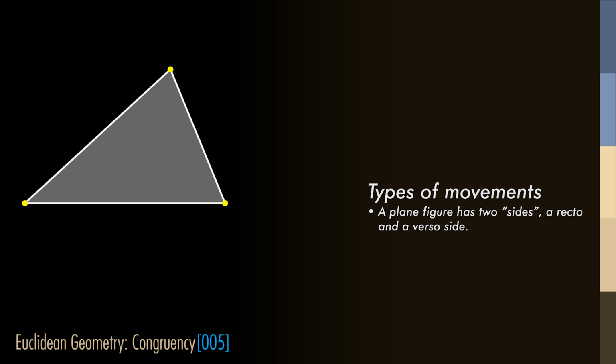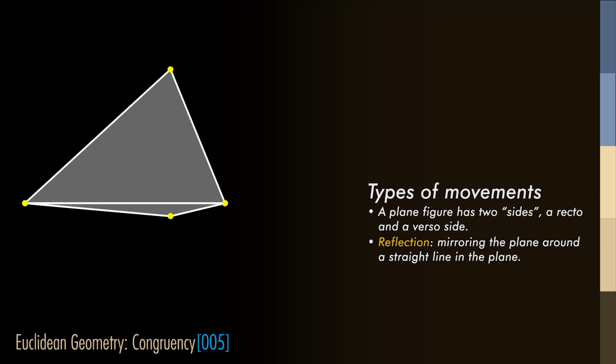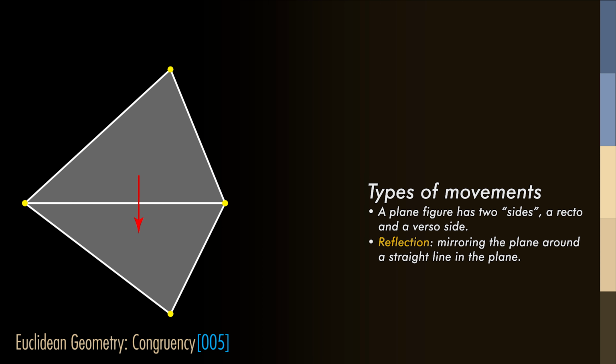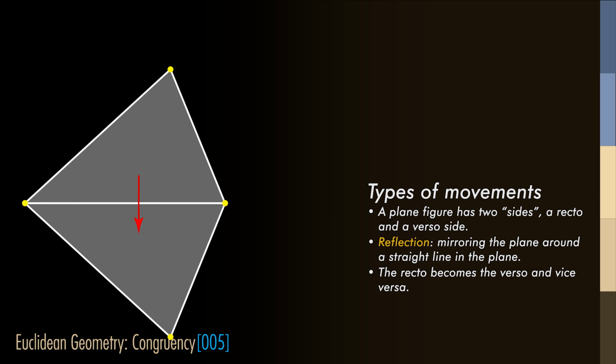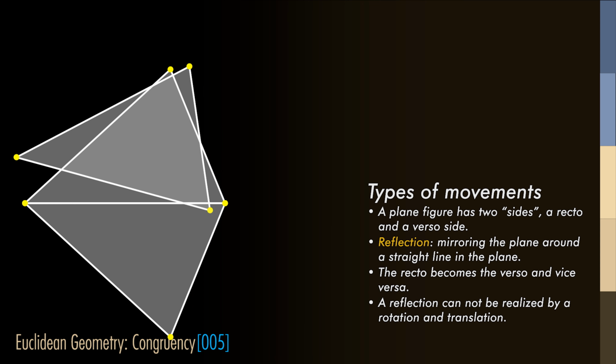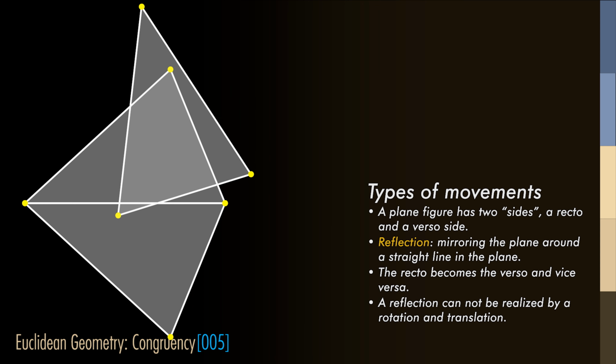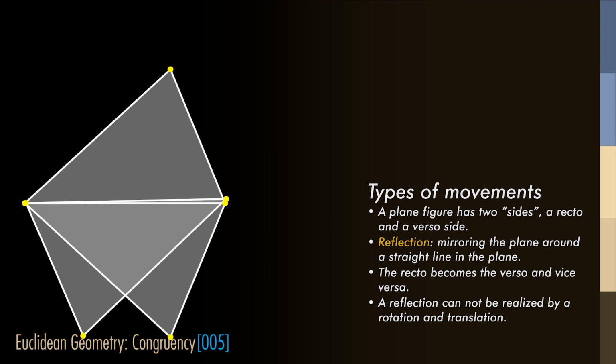To explain this, you should realize that a plane figure has two sides, like the recto and verso of a piece of paper. The name of this movement is like the reflection in a mirror, as you get the same effect by looking at the figure in a mirror. The recto becomes the verso and vice versa. This is different from a translation or rotation where the recto always stays recto and the verso always stays verso. So it is important to realize that you cannot change a figure in its reflected version by using a combination of a rotation and a translation alone.